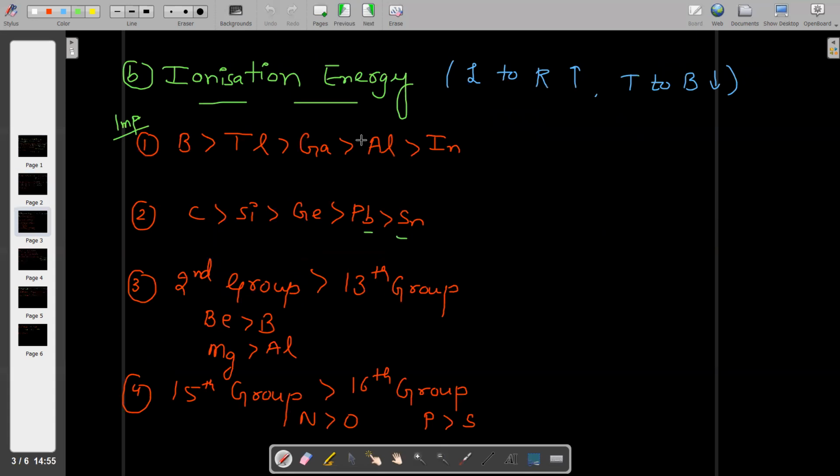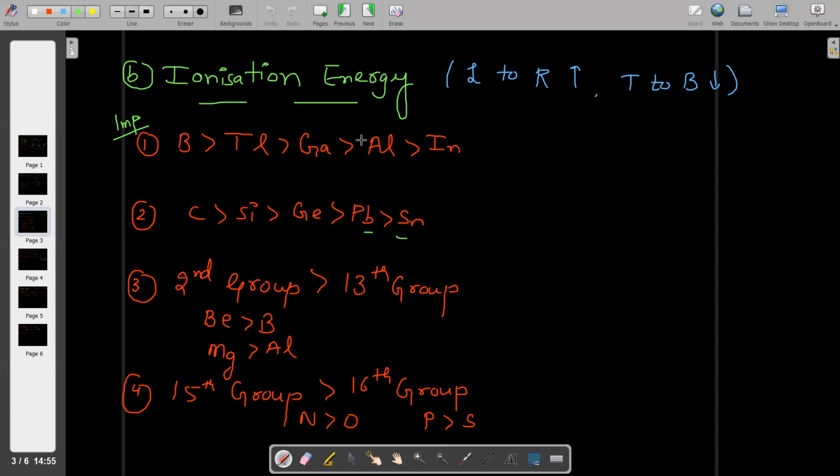Next, you have ionization energy. Its general trend is that from left to right, it increases, while from top to bottom, it decreases. First exception is of 13 group, very important. Maximum is for boron, then thallium, then gallium, then aluminium and indium.